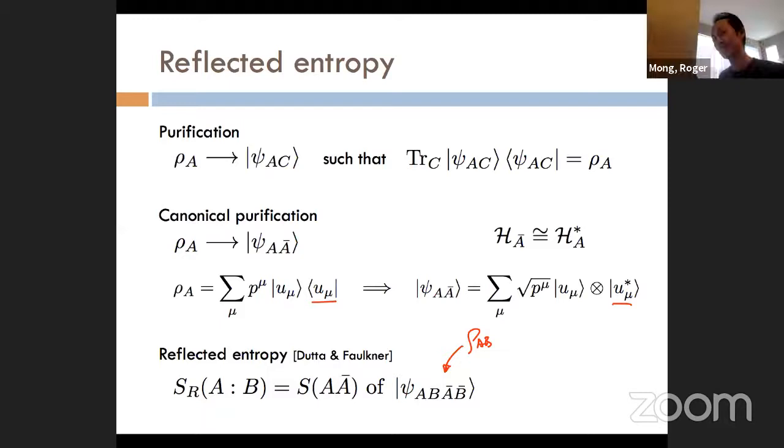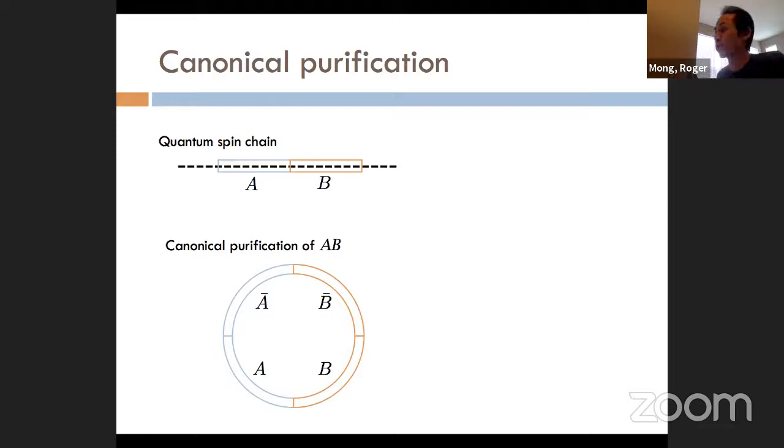I'll explain pictorially what it does for a 1D quantum spin chain. Imagine you have a spin chain on a line, there's a bunch of sites here, and I have a region A here, and a region B in this really long spin chain. The basic idea of what the canonical purification does is that it takes AB and it produces A bar B bar, which are basically copies of AB in such a way that it's pure. So basically it turns a wave function on a segment of a line into a wave function on a circle. That's basically what canonical purification does for a 1D system.